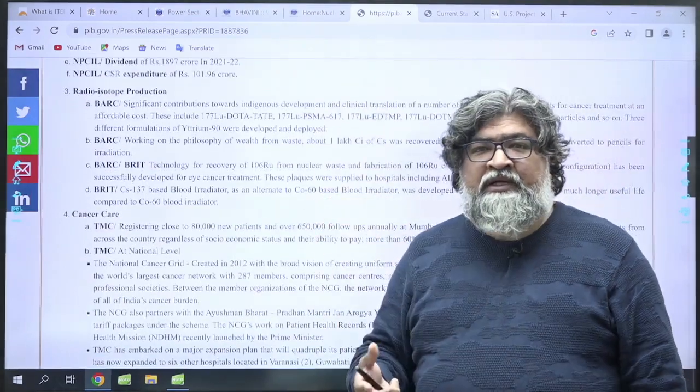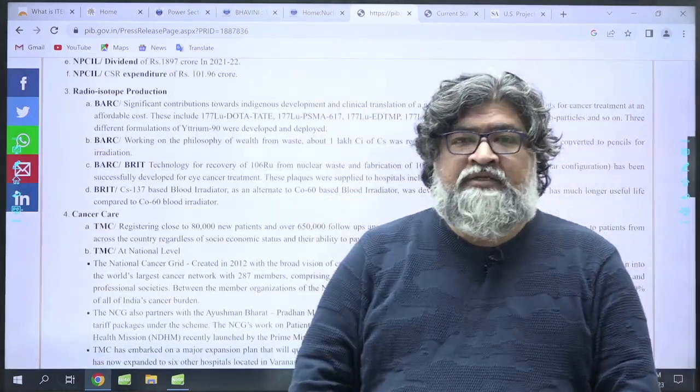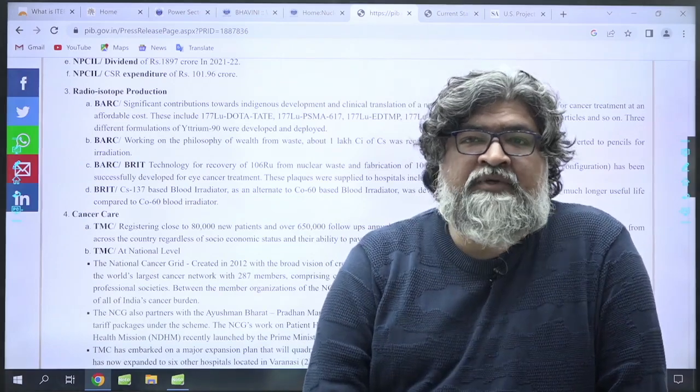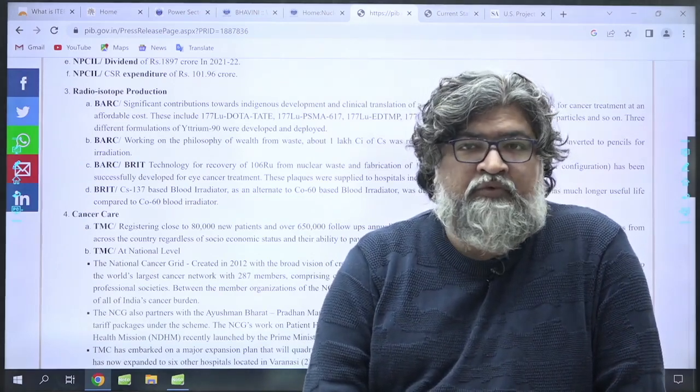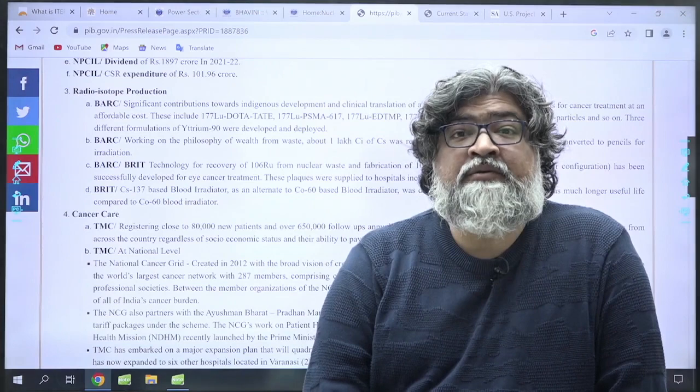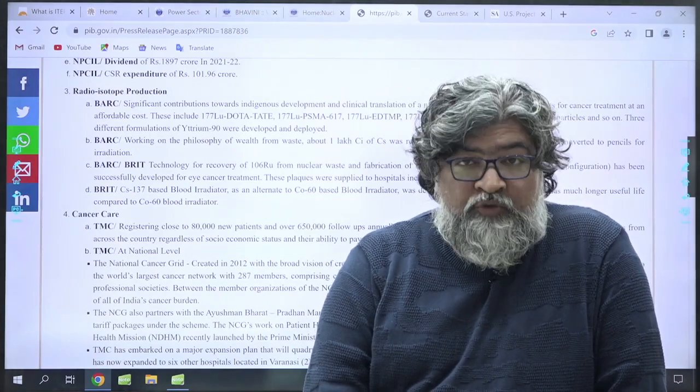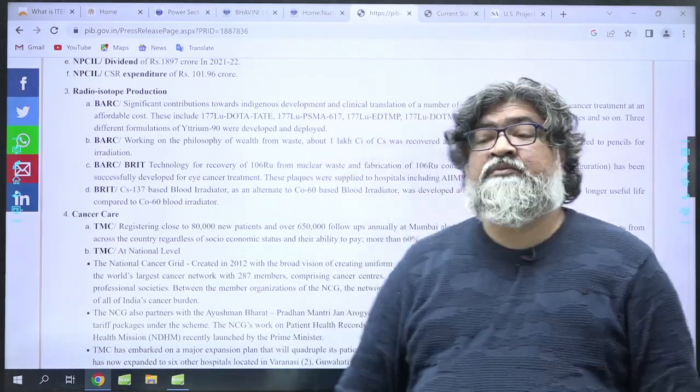How much money has been spent, how many days the reactors have worked, those facts are not very important, not that important. But where in India we have nuclear parks, you must be aware of it. That's very, very important.